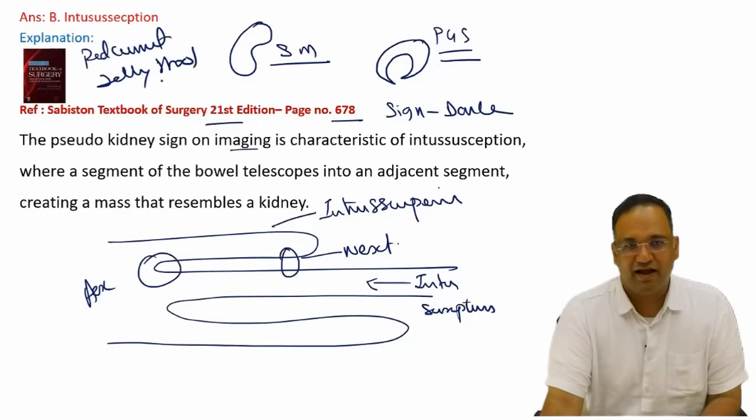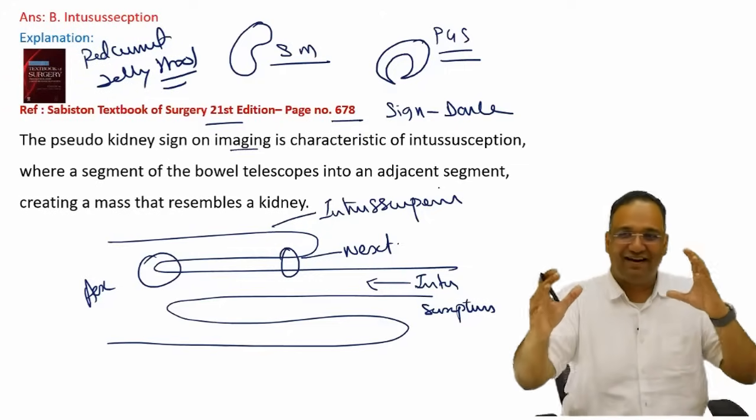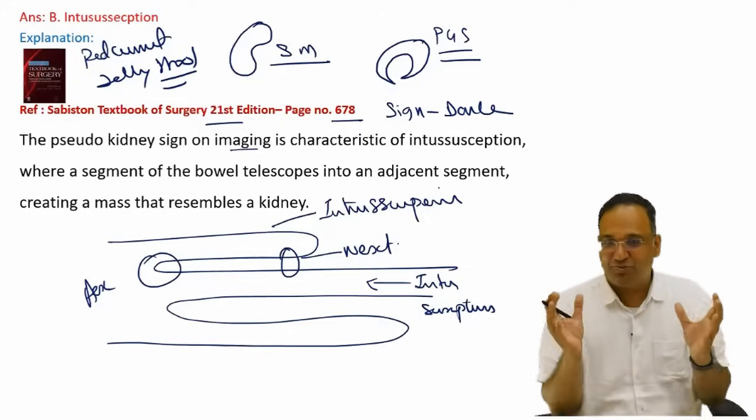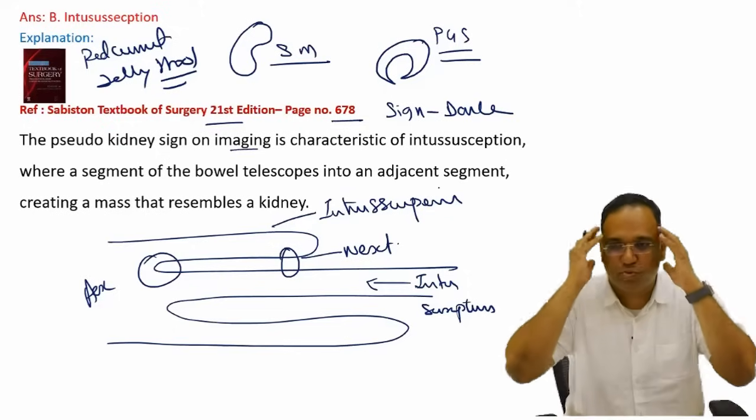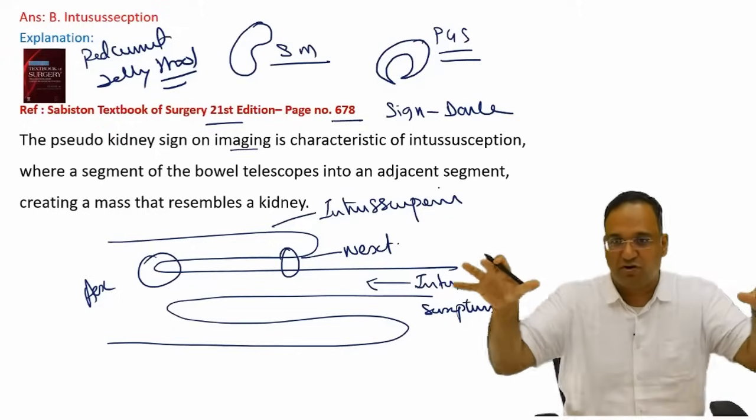See how the brain works. It goes into what all they can ask, how they can ask. These are the things they will expect. This should be what is running in your mind. And next exam, even if they ask about intussusception, all this data should come in.